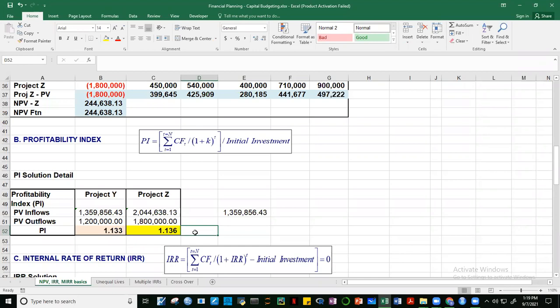Kindly chat please. Kindly chat which is the better project based on profitability index.